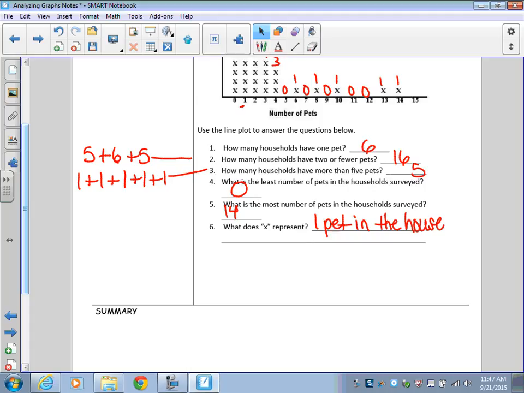Please write a 2 or 3 sentence summary related to what we went over today.